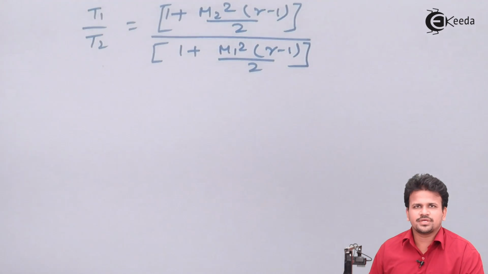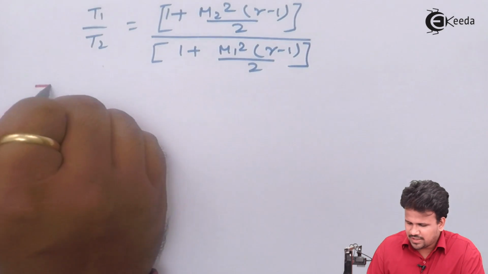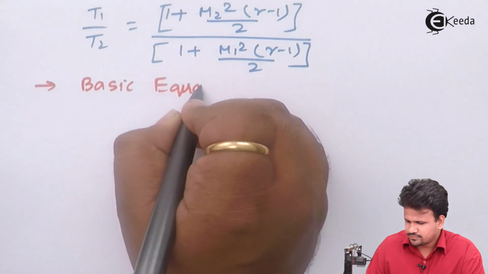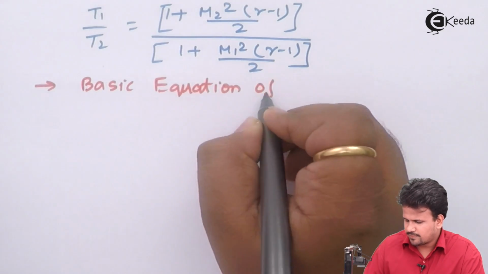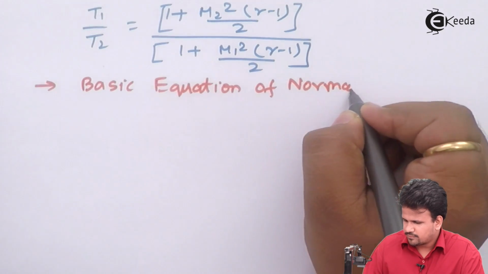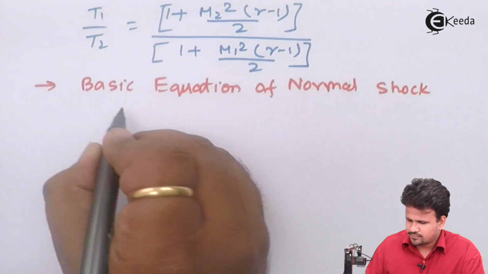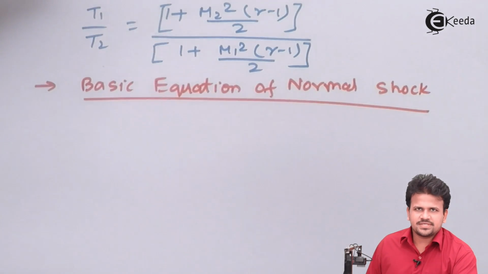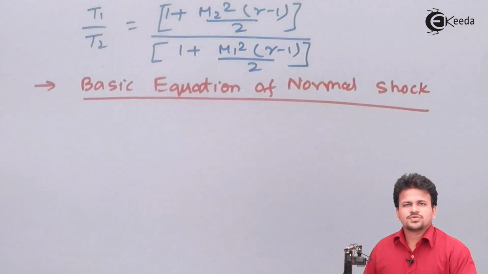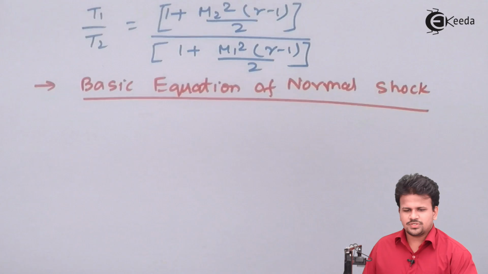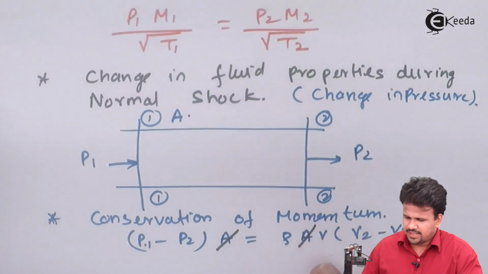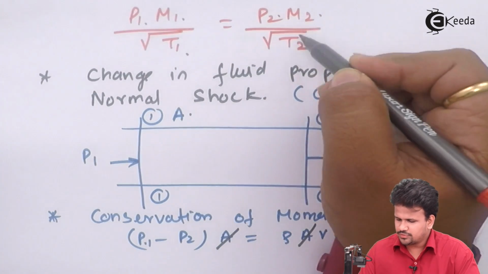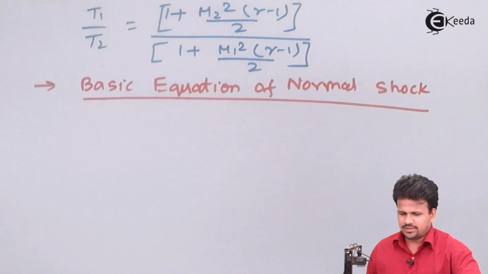For establishing the relationship between Mach numbers, we need the basic equation of normal shock. From our previous sections, we have studied the basic equation of normal shocks, that is, P1 M1 upon root over T1 is equal to P2 M2 upon root over T2. So let us apply that over here.